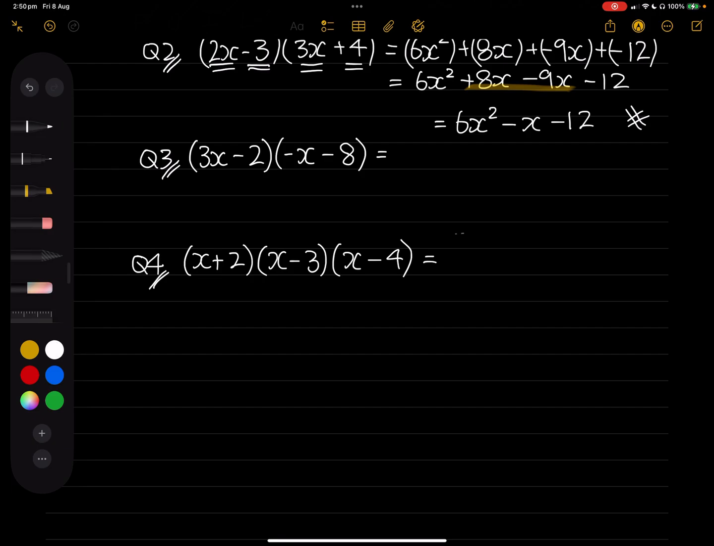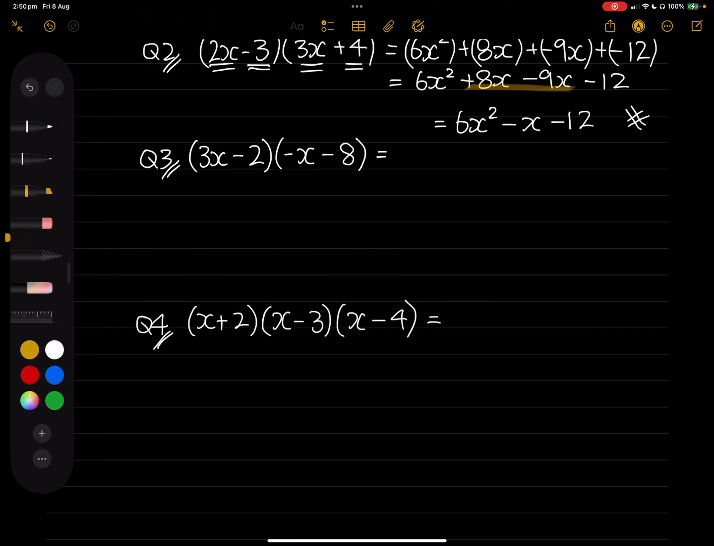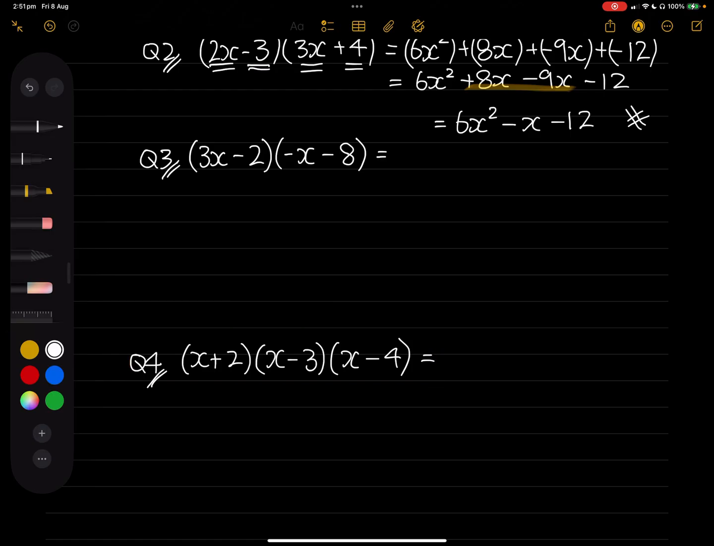So let me give myself a little more space for question 3. The more negatives we have, the more careful we have to be because it's just going to possibly cause problems. So we do FOIL again, F-O-I-L. Firsts, 3x times minus x. That will be minus 3x squared. And we'll put this in a bracket.